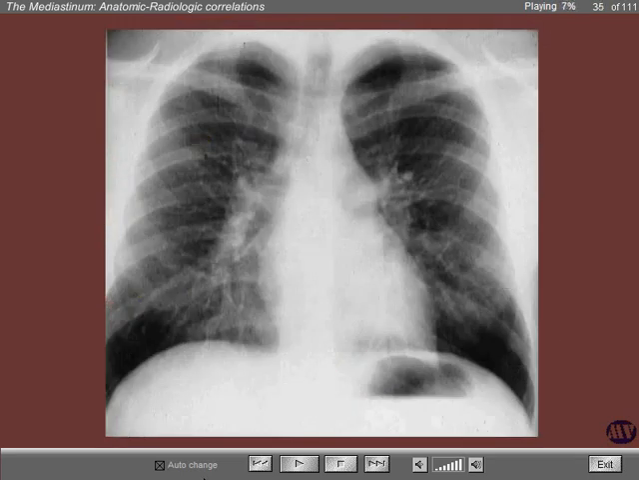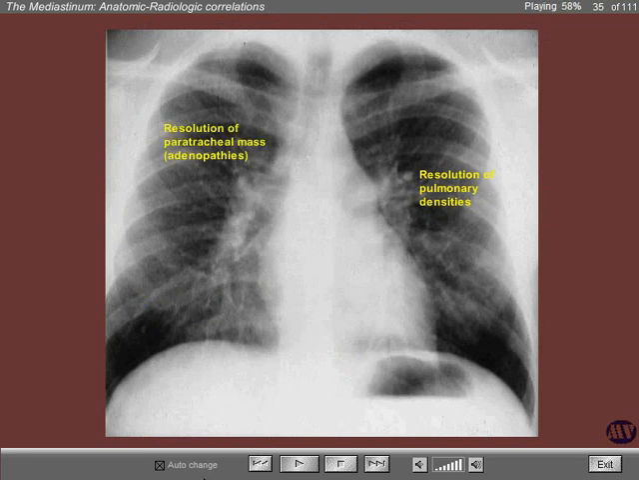The patient had biopsy-proven sarcoidosis. Following treatment with steroids, we note the resolution of the parenchymal densities. We also note disappearance of the paratracheal mass as well as the subcarinal adenopathies. The displaced pleuroazygoesophageal line in this patient was due to enlarged subcarinal nodes.